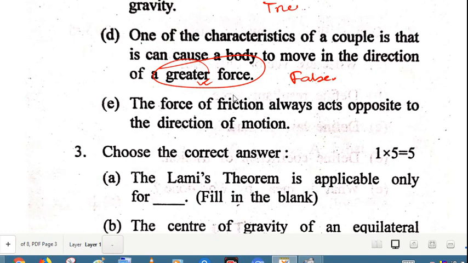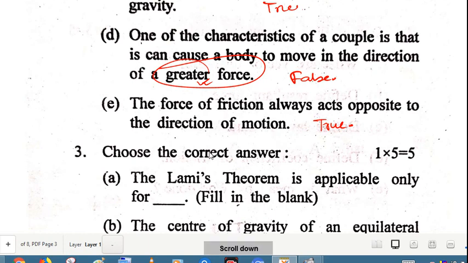Next question, the force of friction always acts opposite to the direction of the motion. This is true. Why? Because the force of friction is always acting opposite to the direction of motion. Whatever the direction of the motion, the force of friction will be just opposite to that.